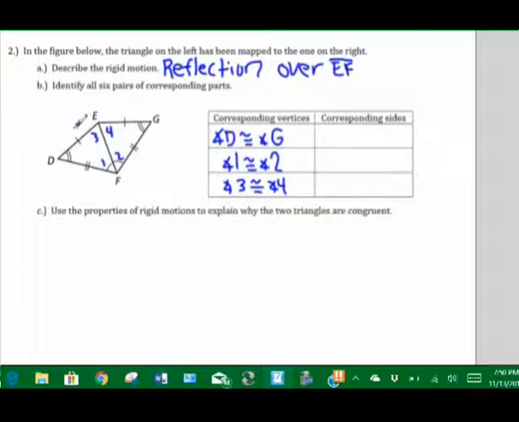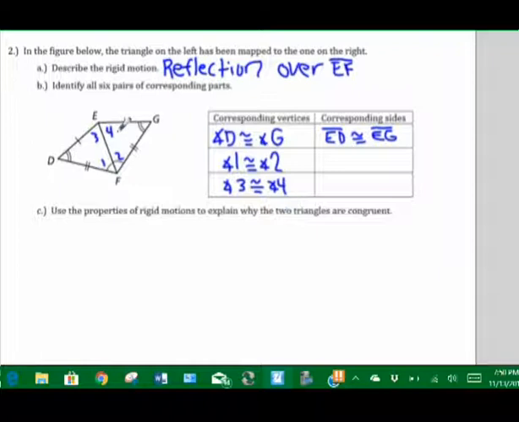Next the sides, let's do the single markings first. ED is congruent to, meaning it's the same length as, now if you imagine folding it, reflecting it, what's ED going to map to? To EG. E would stay where it is, and then D goes to G.